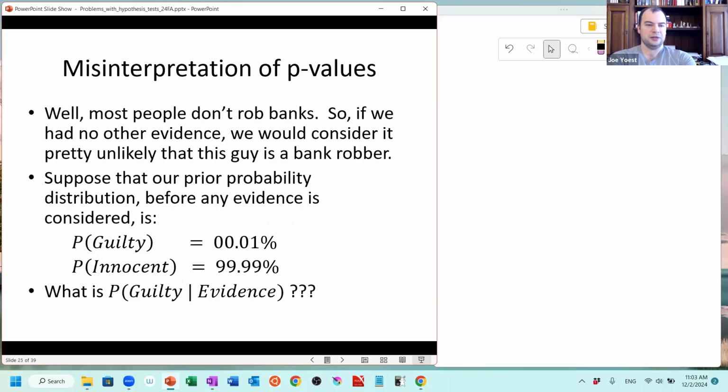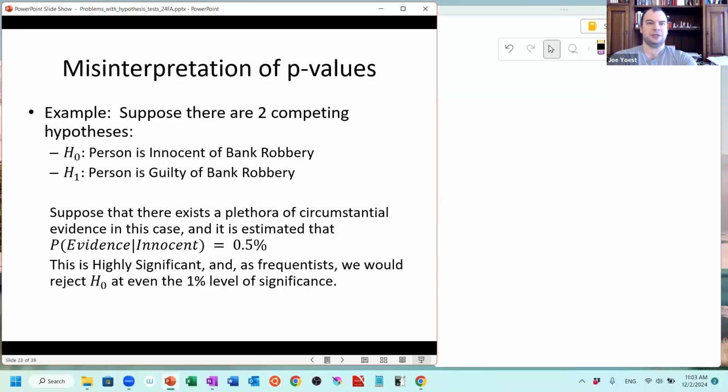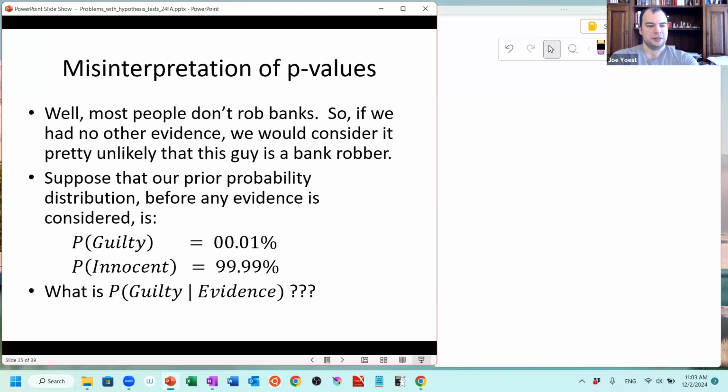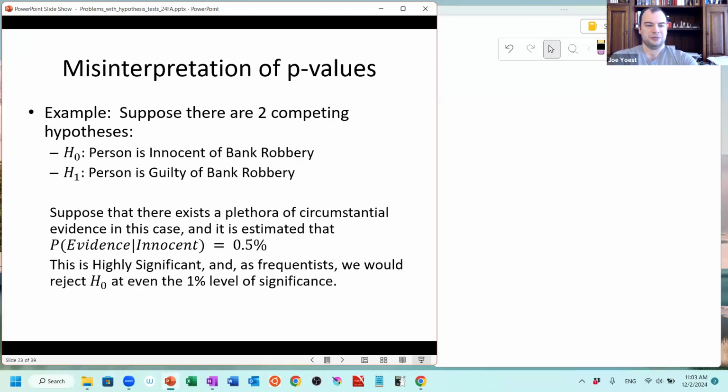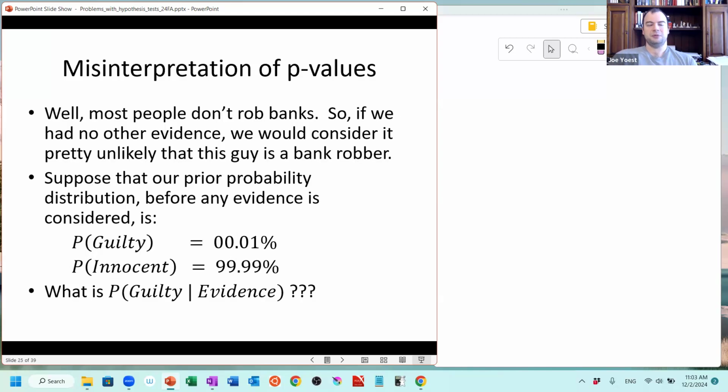What's the difference here? The Bayesian is looking at this prior probability distribution that most people don't commit bank robbery. The frequentist does not look at that information at all, right? The frequentist would say the probability of evidence given innocent of 0.5% is the same result whether we're accusing the person of bank robbery or speeding 3 miles an hour over the speed limit. But we kind of understand that far fewer people commit bank robberies than go 3 over the speed limit, right?